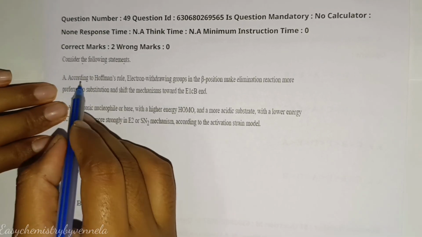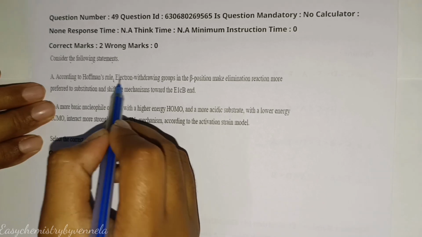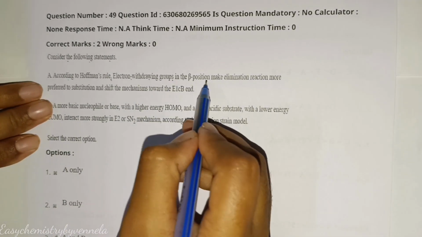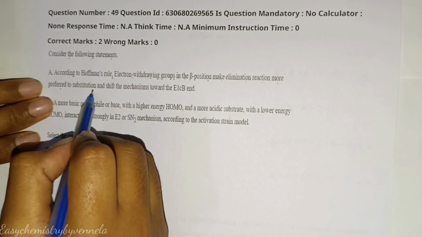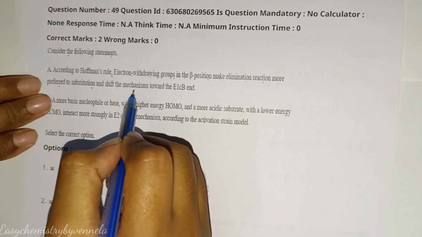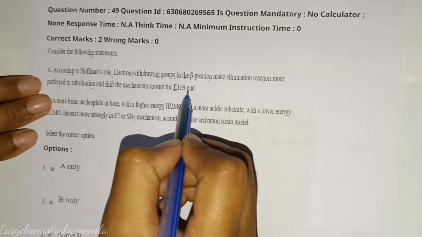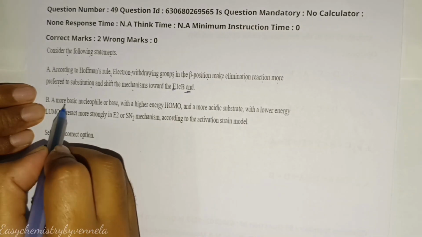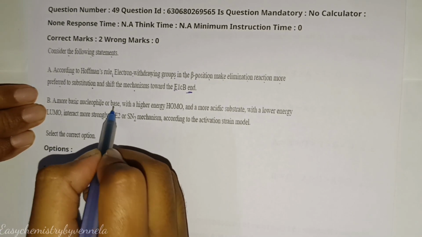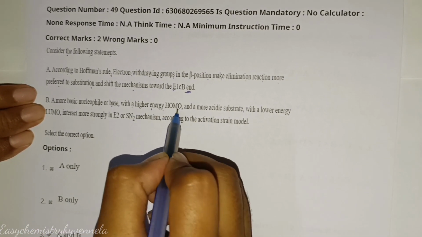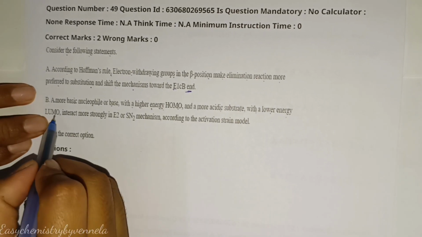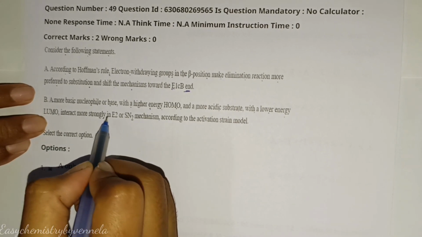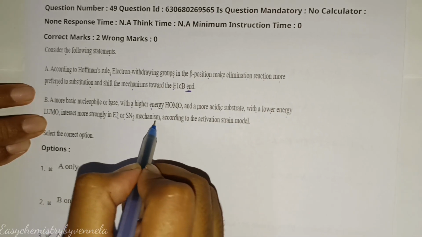Consider the following statements. According to Hoffman rule, electron withdrawing groups in the beta position make elimination reaction more preferred to substitution and shift the mechanism towards the E1cB end. A more basic nucleophile or base with higher energy HOMO and more acidic substrate with a lower energy LUMO interact more strongly in E2 or SN2 mechanism.